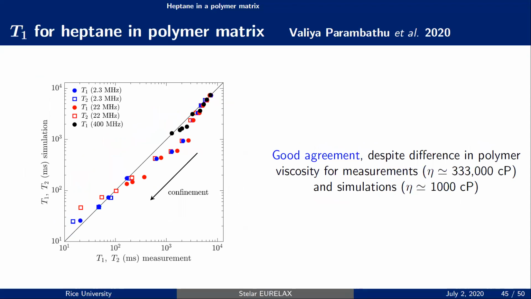So now we can look at the distribution, the parity or the cross plot between simulation values of T1 and T2 and the measurement values. There is some deviation in the middle, and we have some ideas why that is happening. But overall, there is an excellent agreement between the simulations and measurements.